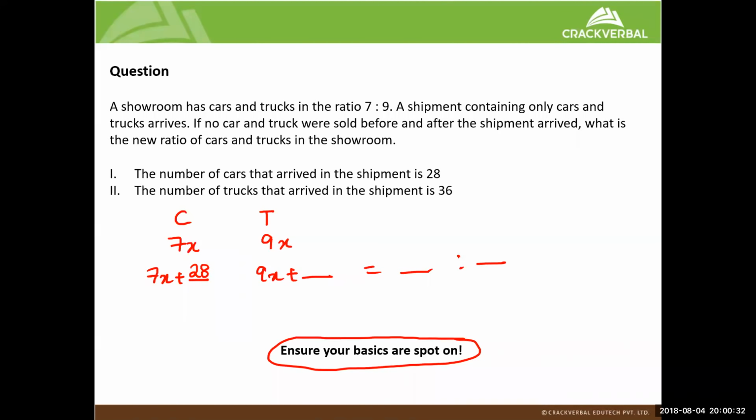So if the number of cars that arrived in the shipment is 28, the number of cars in the showroom now would be 7x plus 28. But I still don't know how many trucks have arrived with this shipment, right? So the first statement clearly is insufficient.